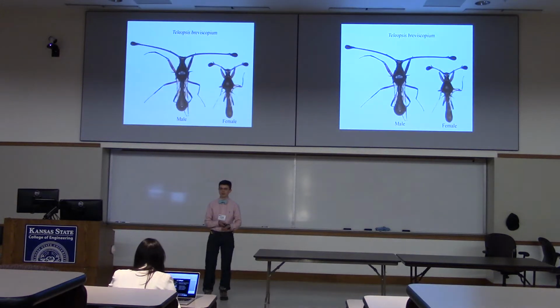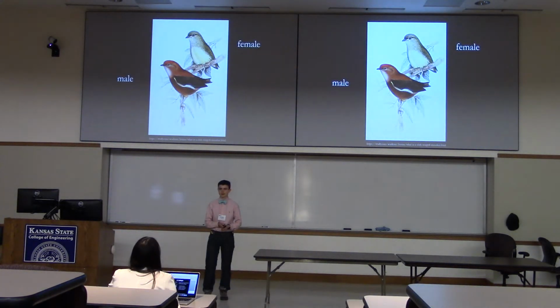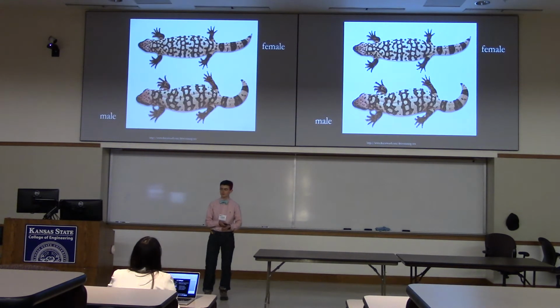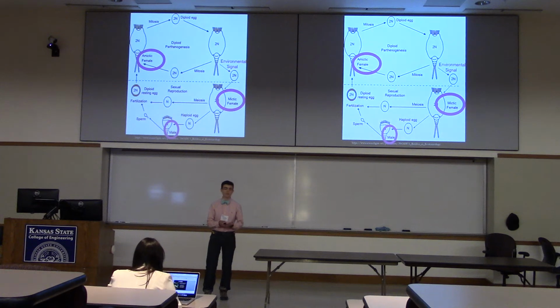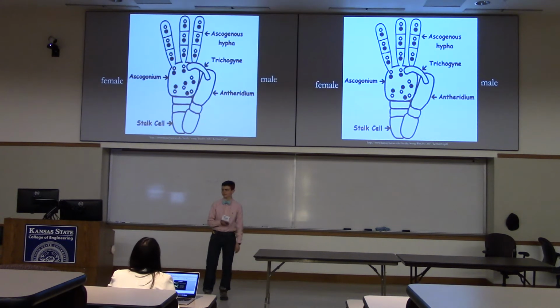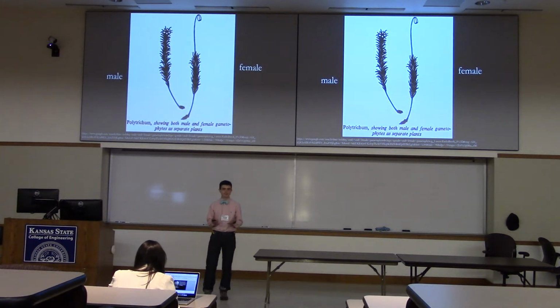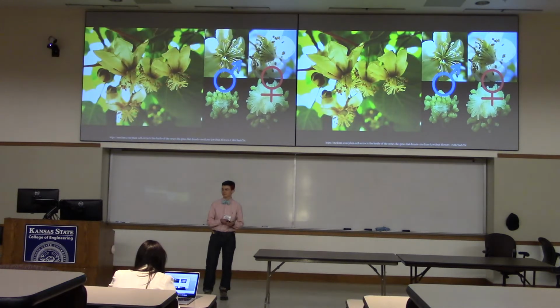So, male and female, female and male, very pregnant male and female, mictic female, amictic female, and male, female-ish ascogonium and male-ish antheridium, male gametophyte and female gametophyte, male flower and female flower.